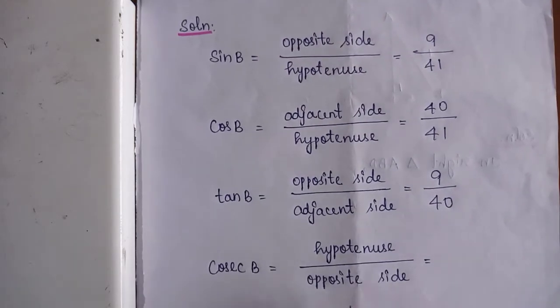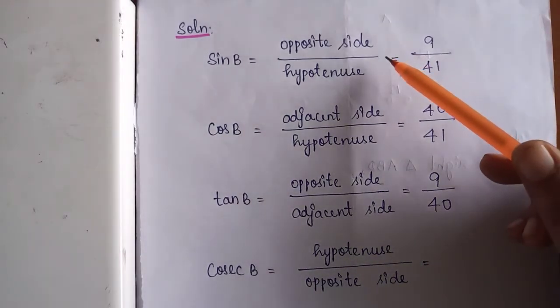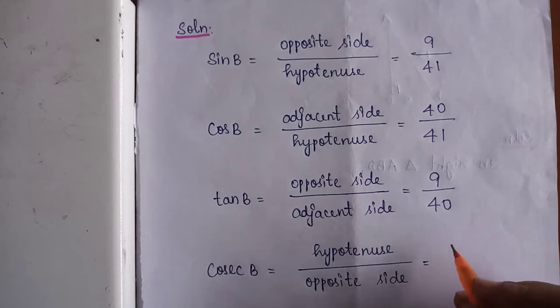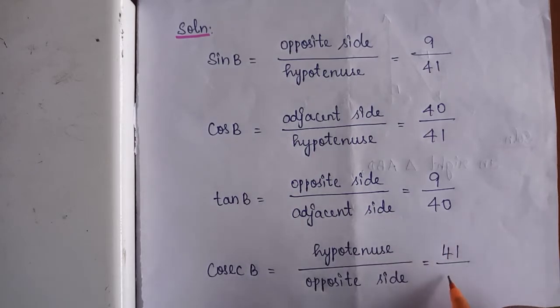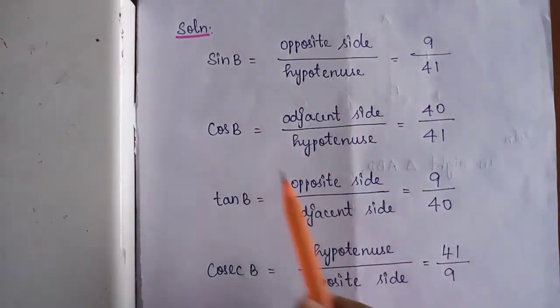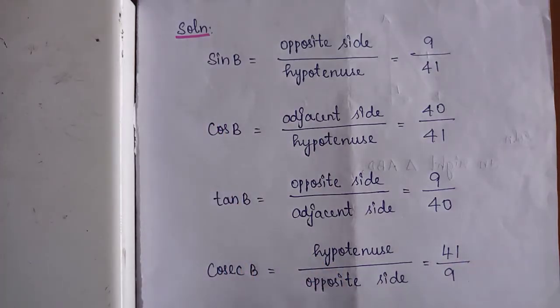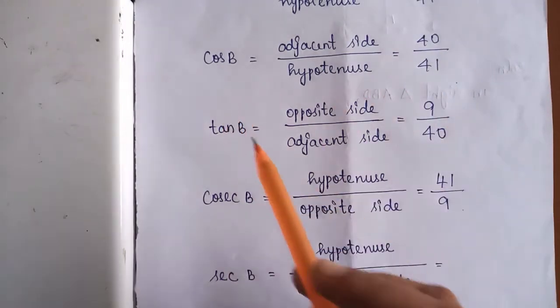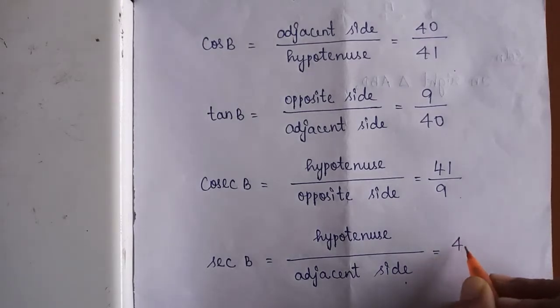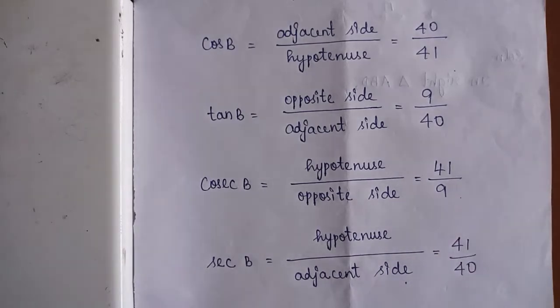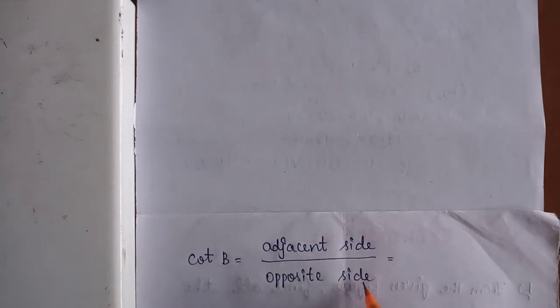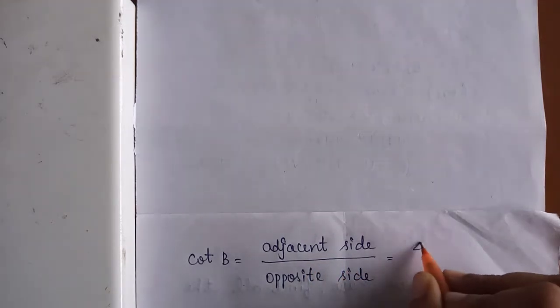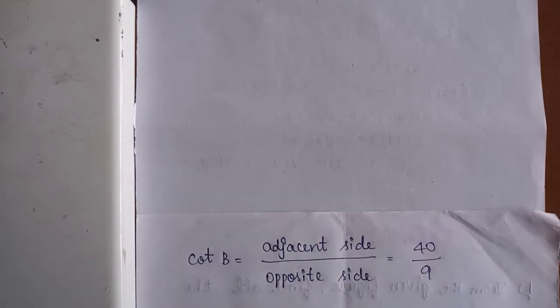Then cosecant B is equal to hypotenuse by opposite side, which is nothing but 1 by sin B. So your hypotenuse is 41, your opposite is 9. So 9 by 41 is sin B and cosecant B is 41 by 9. Similarly, secant B is equal to hypotenuse by adjacent side. So 40 by 41 is cos B and secant B is 41 by 40. Cot B is equal to adjacent side by opposite side. Your adjacent side is 40 divided by opposite is 9.